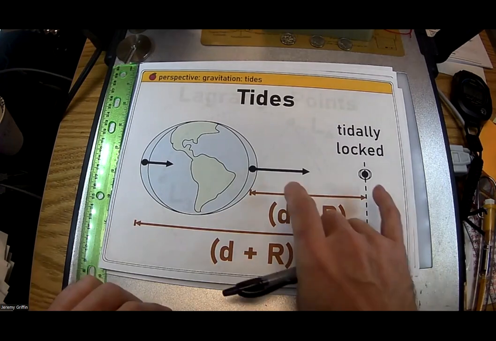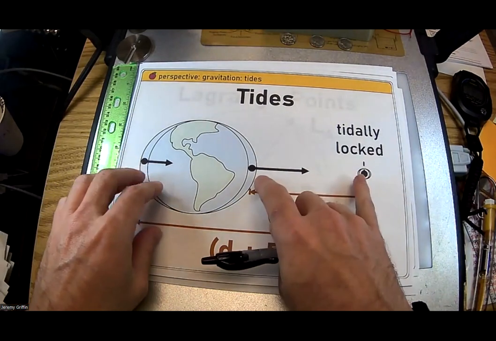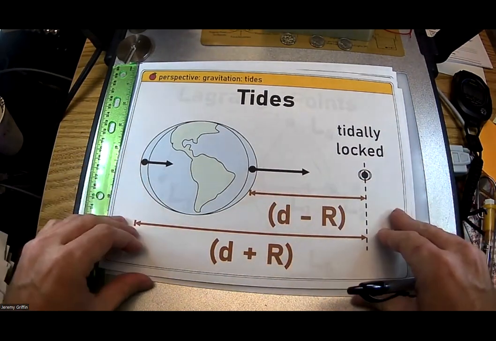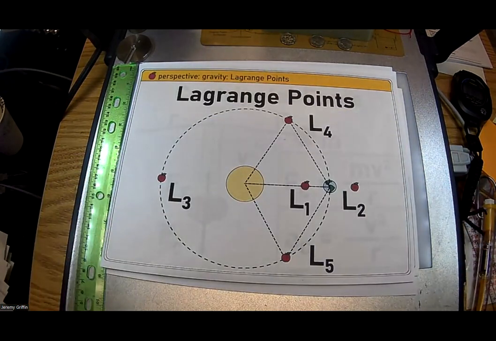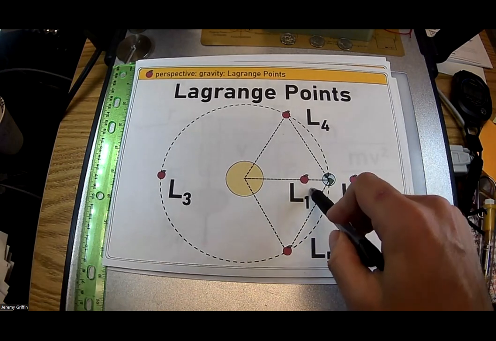You guys saw tides, right? Close side and far side of the Moon. This is one of the few times we'll say Earth's actually three-dimensional, with closer and further away surfaces, so we've got tides going on. And Lagrange points. Now here's where the bell was ringing yesterday. So I'll recap this and then show you guys an animation of it in action.